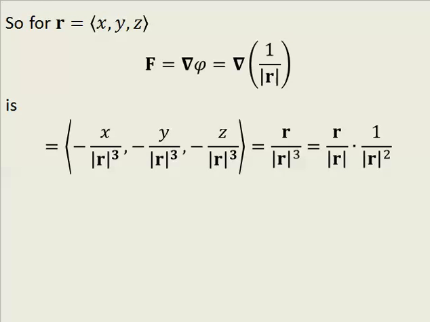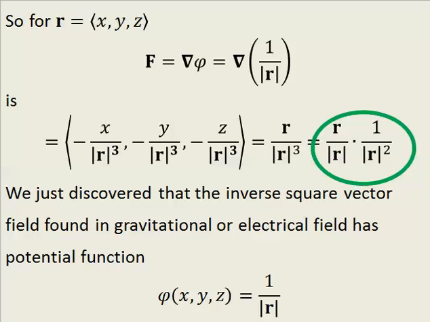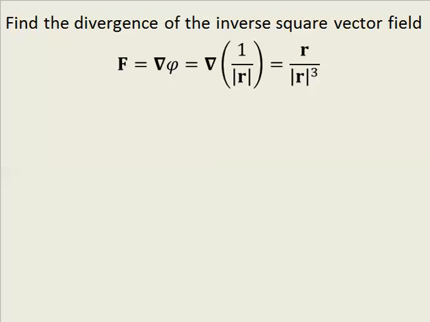So starting with the radial vector field, we define a new vector field to be the gradient of 1 over the magnitude of the radial vector field, r. And incidentally, we just discovered that the inverse square vector field found in gravitational or electrical fields has the potential function 1 over the magnitude of r. It's pretty interesting. Now let's find the divergence of the inverse square vector field.